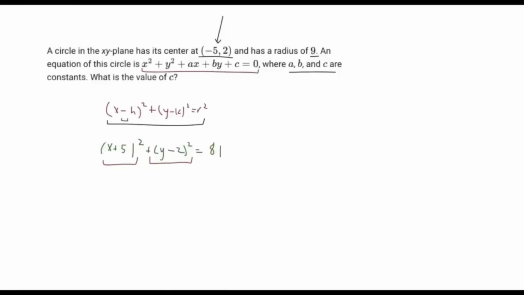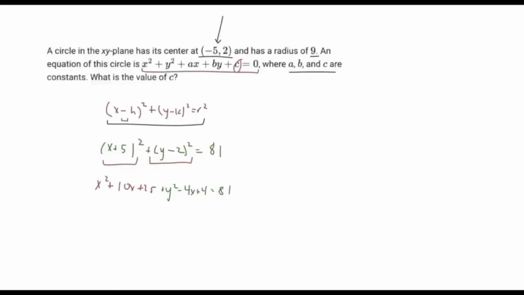So here we have x plus 5 squared, which is the same thing as just x squared plus 10x plus 25. I'm going to switch colors for the y minus 2 part. That is going to be plus y squared minus 4x plus positive 4 equals 81. And so what we're interested in seeing here is the c value, right? The c value is the constant and it doesn't have the x or x squared in front of it.